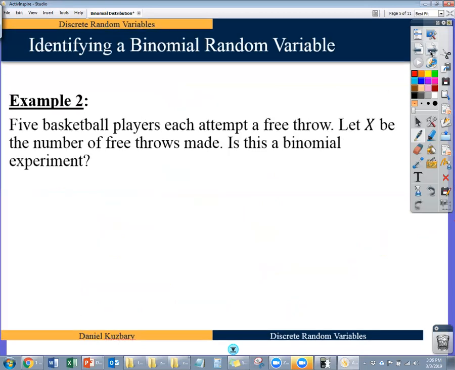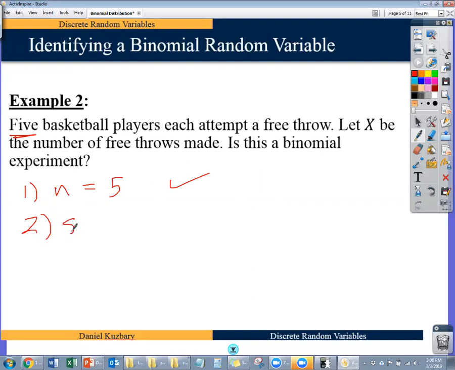I'm going to show you another example, and we're going to check the conditions and see if something doesn't work. So we've got 5 basketball players. They're each going to attempt a free throw. Let X be the number of free throws made. Is this binomial? Let's start by counting the number of trials. Number of trials is denoted by N. We have 5 people each throwing 1 free throw, so I think that's 5 trials. So we've got a fixed number of trials. That's good.